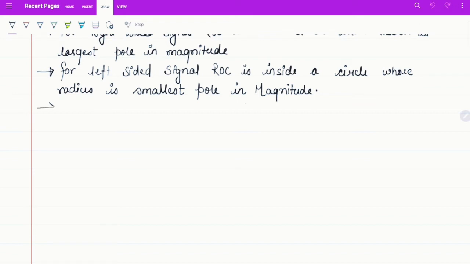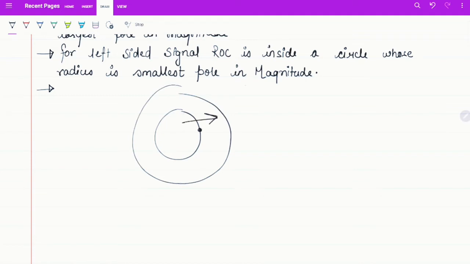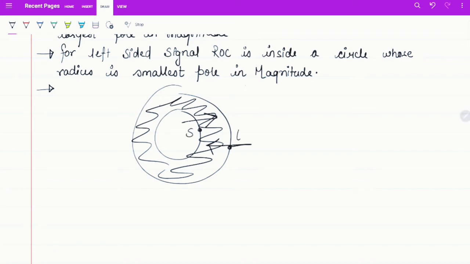Now what about a two sided signal? Suppose you have two signals. For the first signal, the region of convergence is outside the circle, and for the second signal, it is inside the circle. So this should be our common ROC. So for a two sided signal, the ROC is bounded by the largest and the smallest pole radius. This is the largest radius and this is the smallest radius.